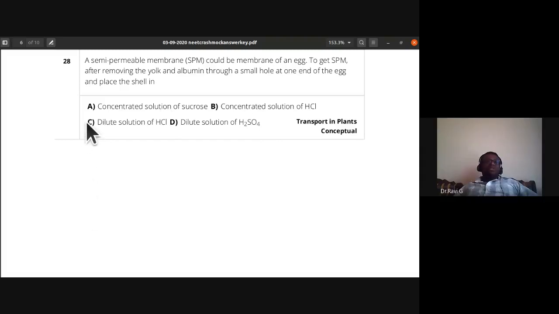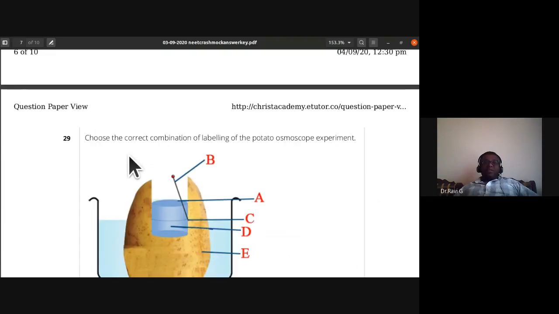Dilute solution of HCl. Okay, they dissolve. See, the shell is made up of calcium, isn't it? So calcium carbonate and other things. The dissolution of calcium carbonate can be brought about by the dilute solution of HCl. Okay, so the answer is C, dilute solution of HCl.